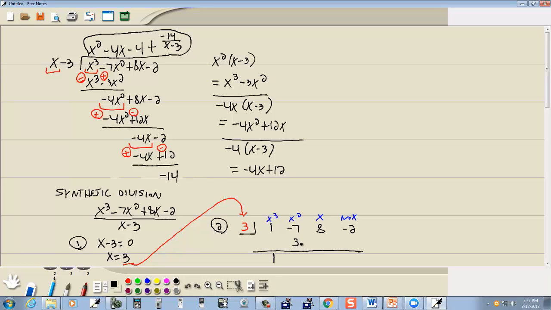And then I'm going to add. Negative 7 plus 3 is negative 4. And then you multiply. You always multiply by the number up in the box, by the number you just put down here. So you got 3 times negative 4, which is negative 12. And then you want to add. 8 and negative 12 gives you negative 4. And then you multiply. You always multiply by the number in the box, by the number you put down here. So 3 times negative 4 is negative 12. And then you add. Negative 2 and negative 12 is negative 14.